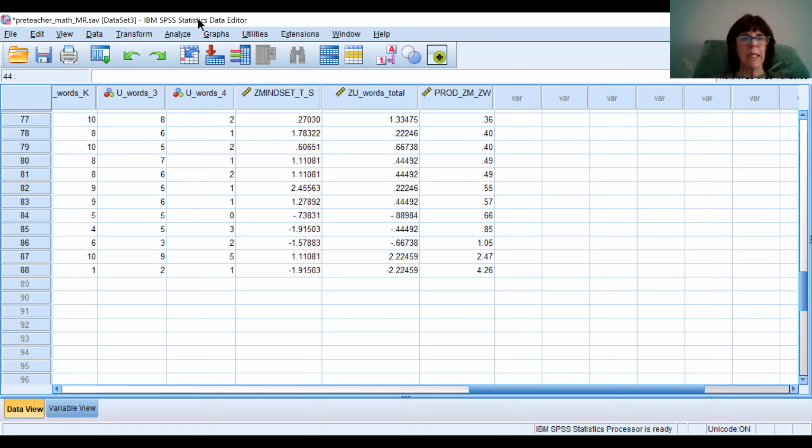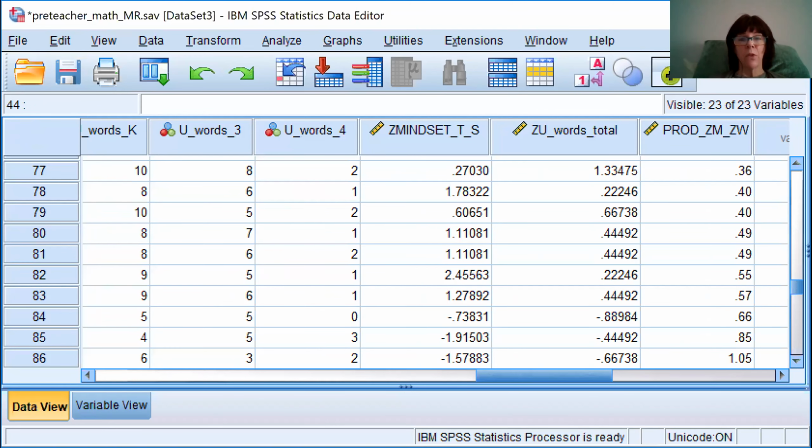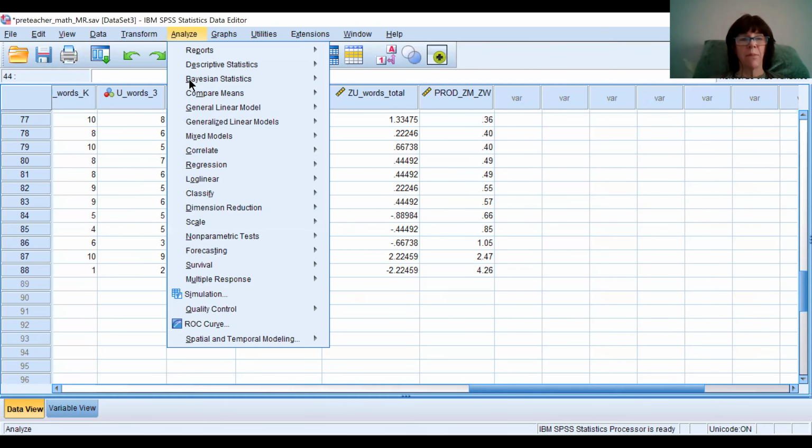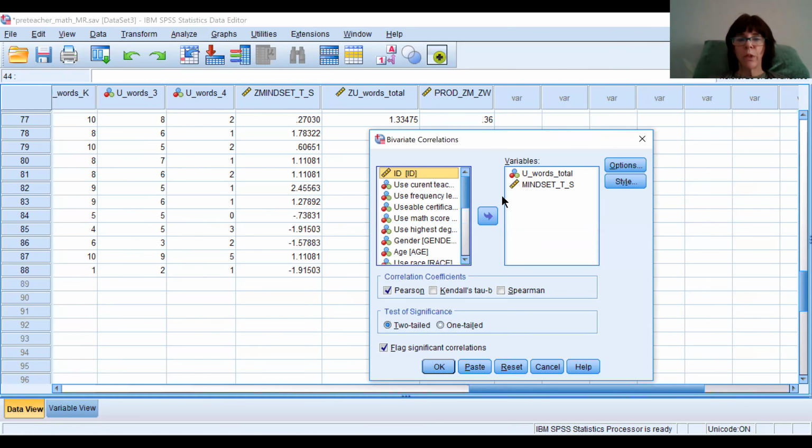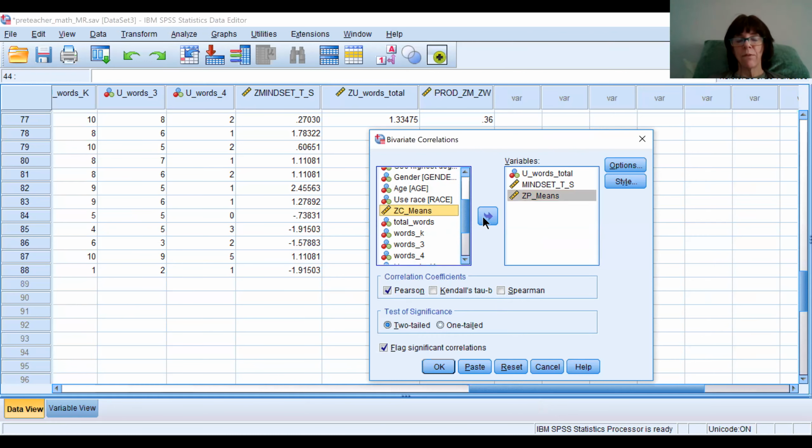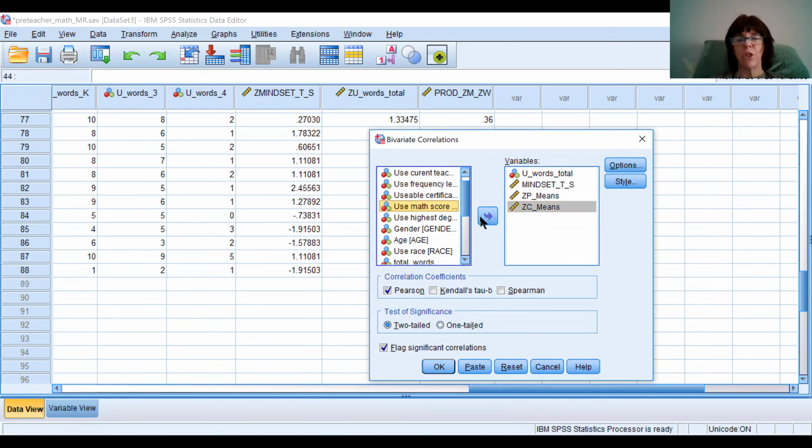Getting back to the data, we can answer these basic two questions very simply with bivariate correlations. So we're going to put in our mindset variable, our words variable, and we were also, back on those research questions, interested in the various measures of their knowledge of math. So we have the task-specific measures of the math, and we have the general math score.